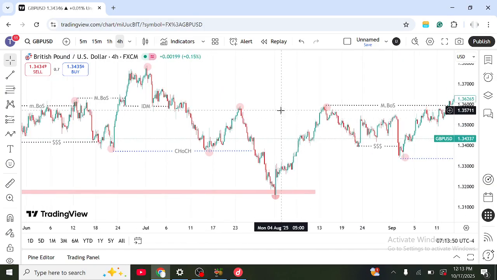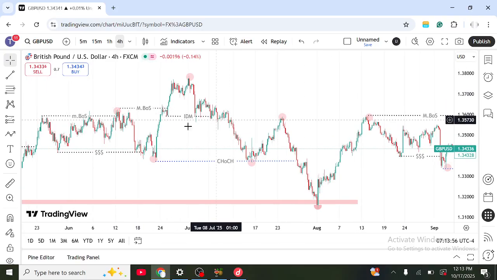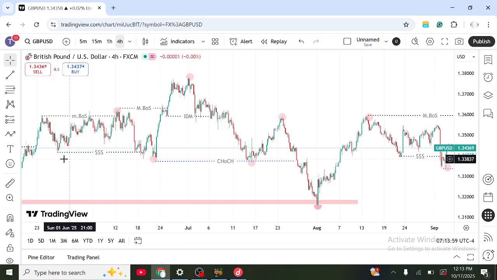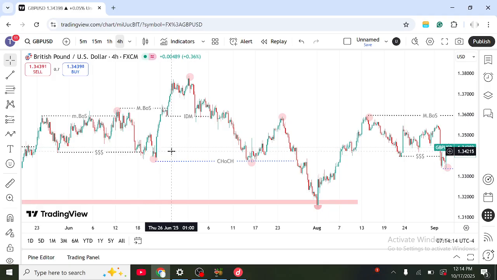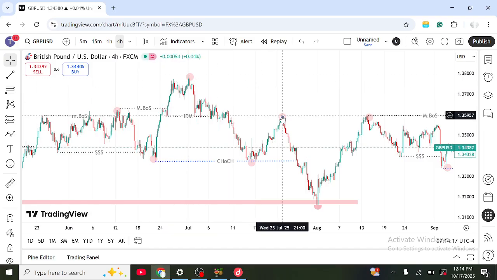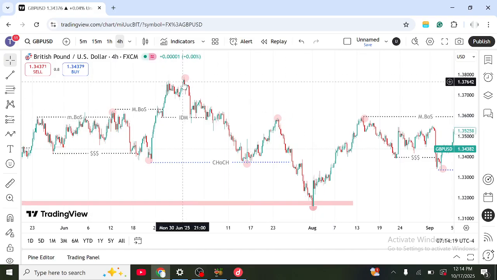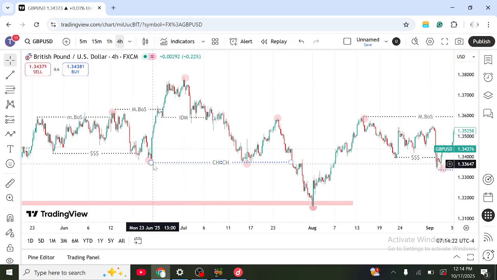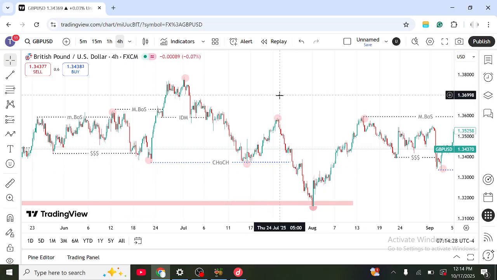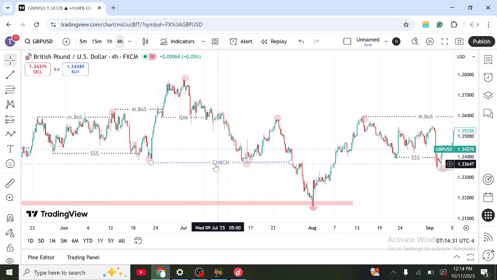So let me explain to you now a confirmed or strong change of character. A strong change of character is the swing low that swept liquidity. You can see the swing low that swept liquidity. If that swing low does not sweep liquidity, it is just going to be an ordinary shift in the market. Okay, so now let's go back to our inducement. So here we can see from this high, price broke this level, causing it to change character from buy to sell. Okay, and then I tag it as change of character.